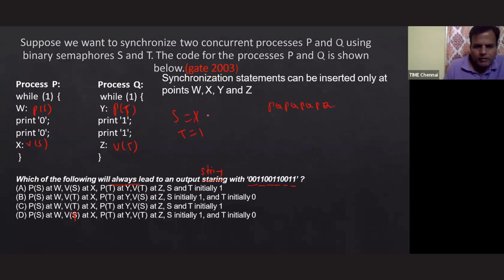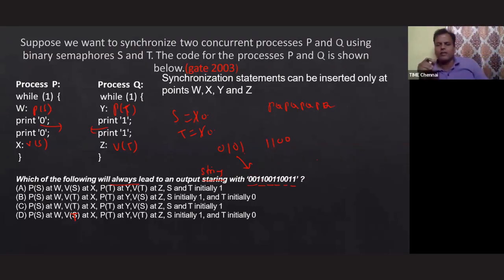P is performing down on S and Q is performing down on T. Chances are P is printing 0, I preempt this process, this one is printing 1, and I preempt this process, this prints 0 and this 1, which is a string other than this string. That's why it is wrong. Or you may print 1100 also. Once again, it is violating this string. Getting this idea or not?